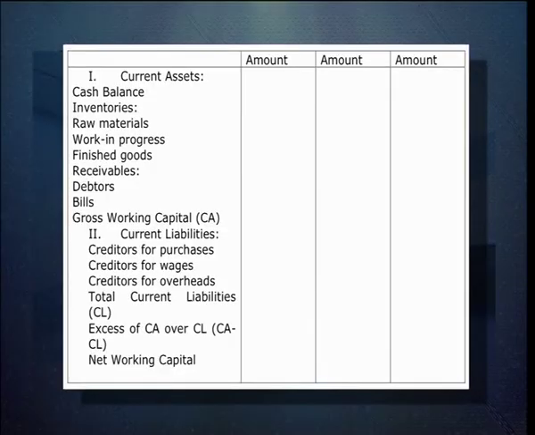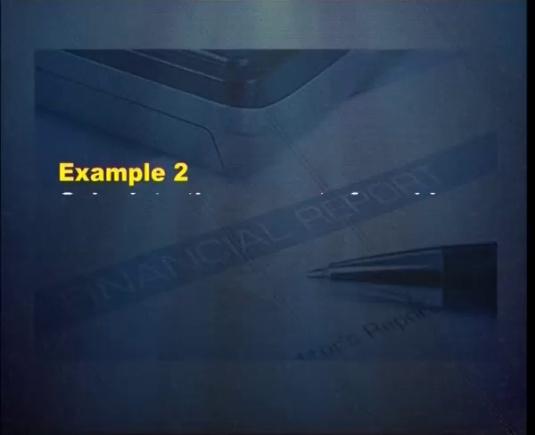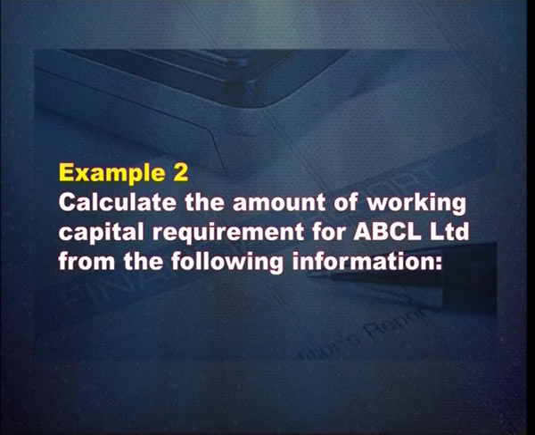Thus, estimation of working capital requirement can be calculated as, first, current assets. Under current assets, we include cash balance, inventories, raw materials, work in progress, finished goods, receivables, debtors, bills, which is equal to gross working capital. Second one is current liabilities. Creditors for purchases, creditors for wages, creditors for overheads. This is equal to total current liabilities, that is CL. Excess of current assets over current liabilities, that is CA minus CL. Net working capital. Now let's see another example.